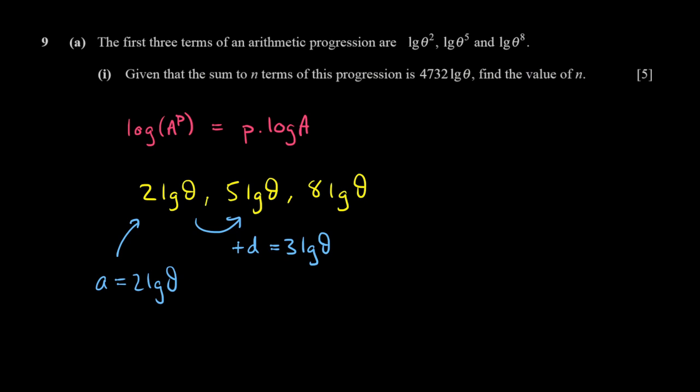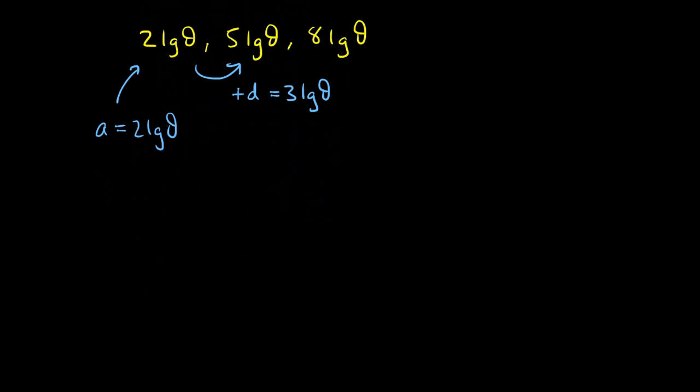So we've got an arithmetic progression where the first term is 2 log theta and the common difference is 3 log theta. Now we're told the sum to n terms is this thing here. So we can use our formula for the sum of the first n terms. So let me just go down. The sum of the first n terms is given by this formula, n upon 2, bracket 2a plus n minus 1 d. And I think that's in the front of your exam booklet. So what we can do is we can just substitute our values in for this particular situation.